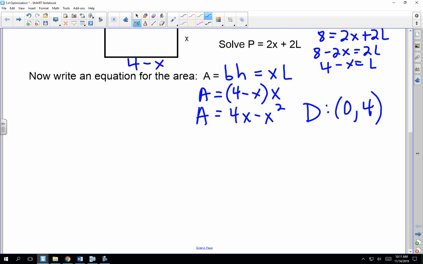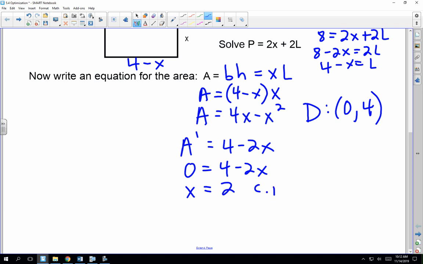So A prime, we're going to call this A prime, is equal to 4 minus 2x. I'm going to set A prime equal to 0. So my critical point is, it shouldn't be a surprise to you, x equals 2. It's a square, yes. The maximum area of a rectangle for a given perimeter will always be a square.